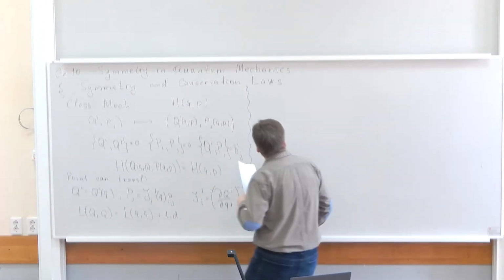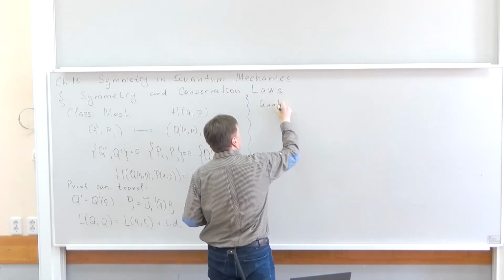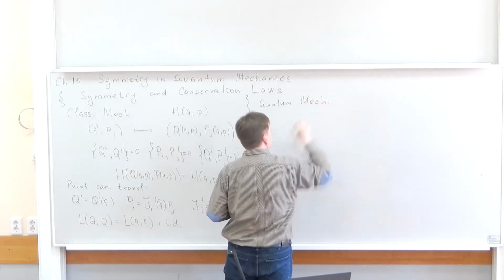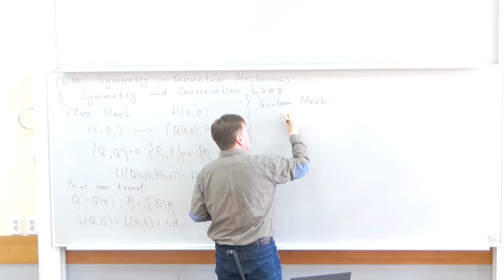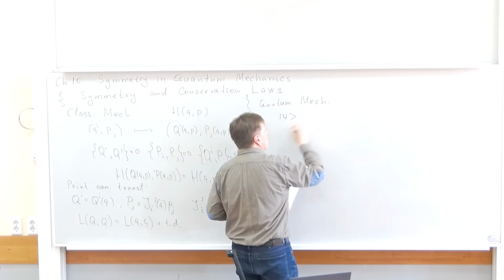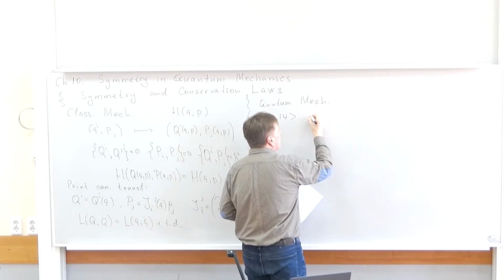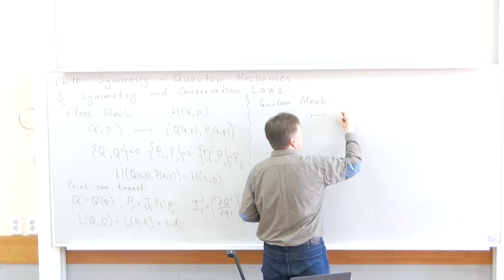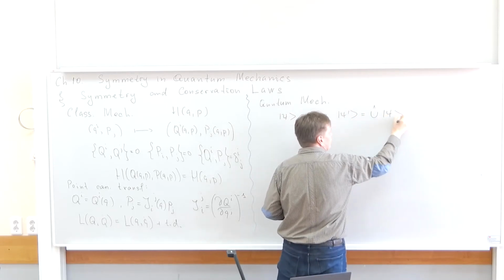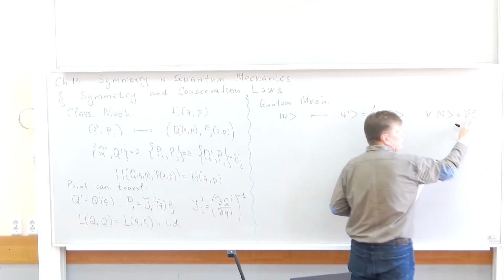So let me write down this sentence in formulas. Quantum mechanics. So we consider a unitary transformation in the Hilbert space. Each unitary transformation takes each ket vector psi into a new ket vector, denoted psi prime, in the Hilbert space of states.